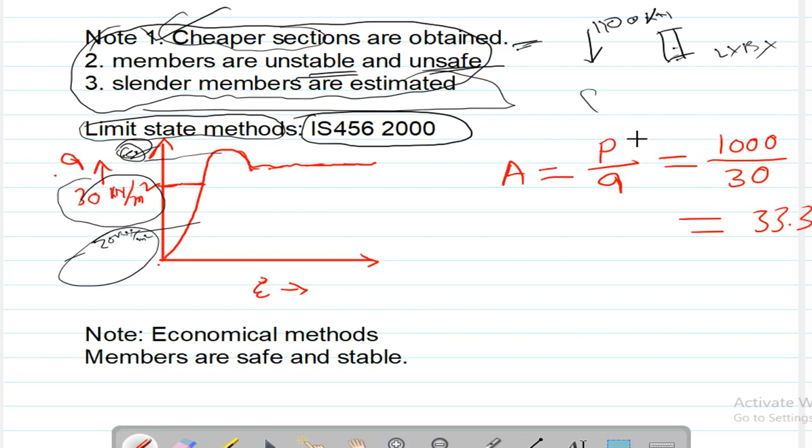then area will be, our load is 1000 and sigma is 30, so ultimately we get area as 33.30 meter square. First we got area around 50 meter square, and later we got 20 meter square. Now 33.30 means when we design members, they will not be too huge, nor too slender, nor too small. So that's why it is intermediate.